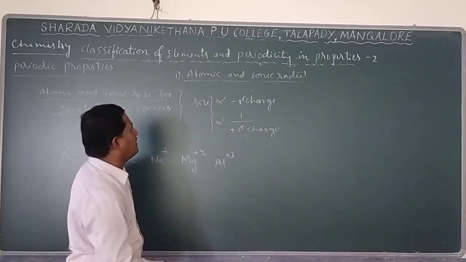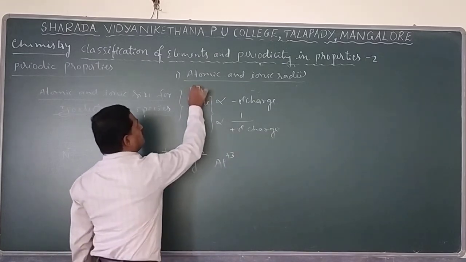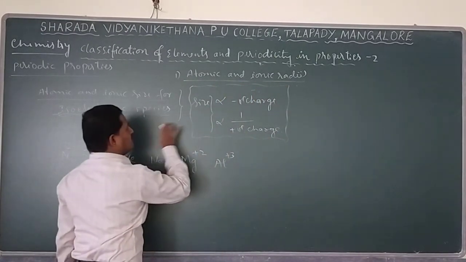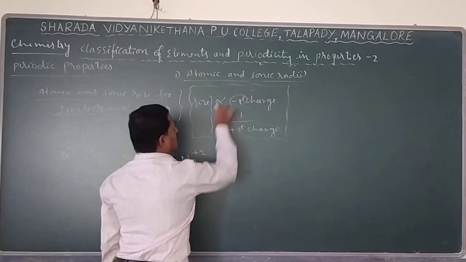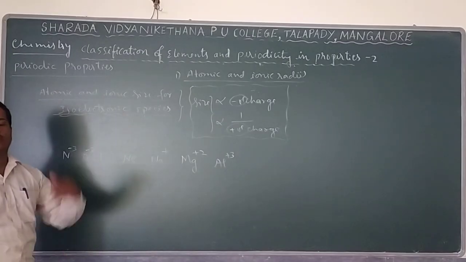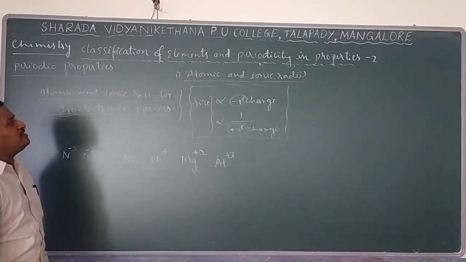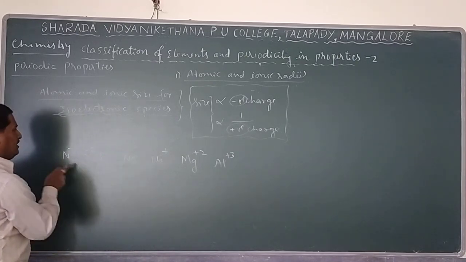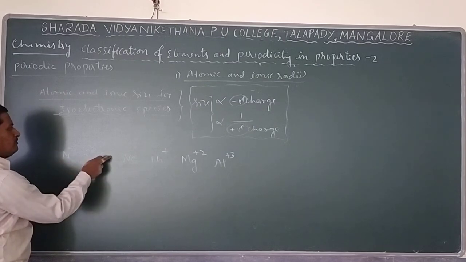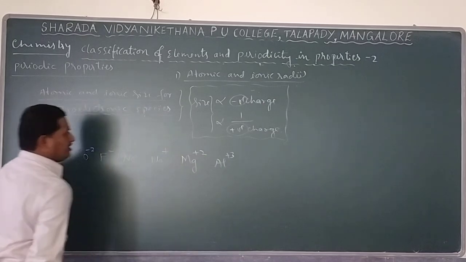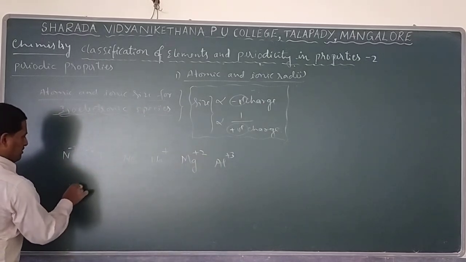In this case, very simple. We go with this shortcut form. For isoelectronic species, size is directly proportional to negative charge and inversely proportional to positive charge. Species having positive charge have smaller size. Species having negative charge have bigger size. So among these: nitride ion, oxide ion, fluoride ion, neon, sodium ion, magnesium ion, and aluminum ion, in all the cases the number of electrons is the same.